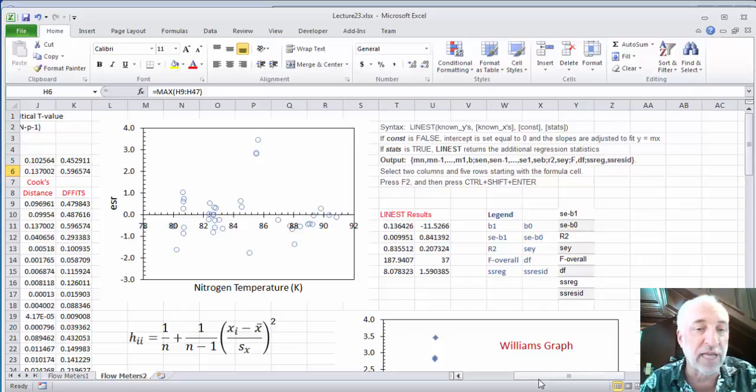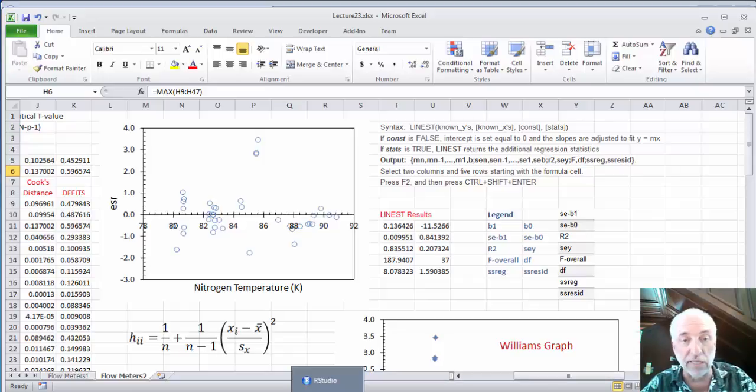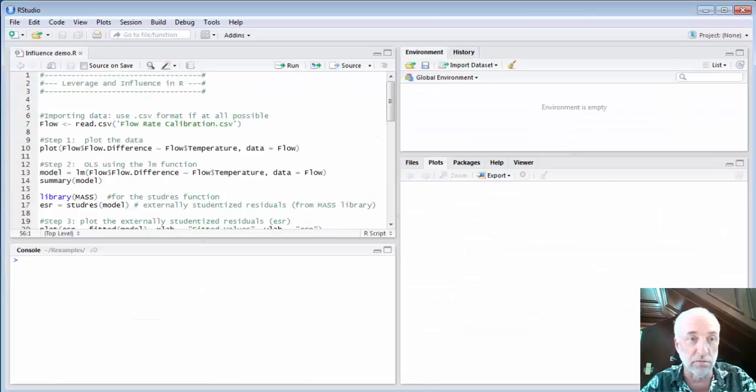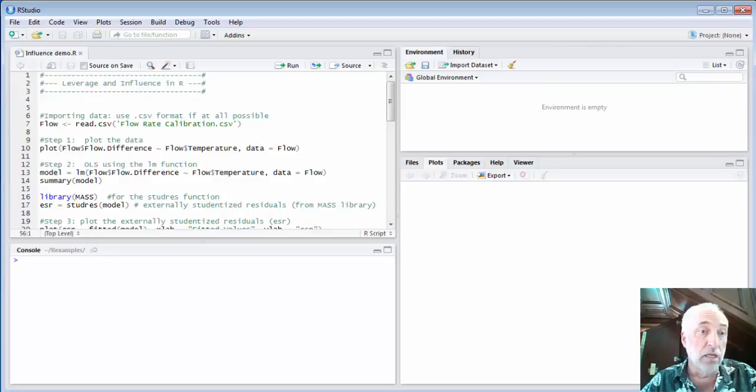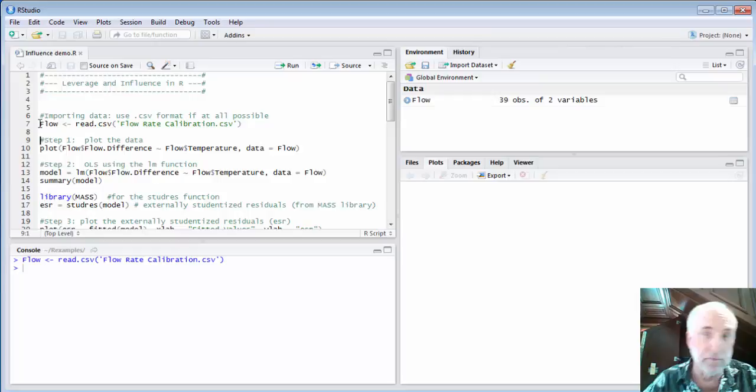Well, that's how we perform these kinds of tests in Excel. Let's do all the same thing in R, and I think you'll see that R is a little bit easier to do. Here's the same data. I have converted it to a CSV file from Excel, and I've read it in. I will read it in right now.